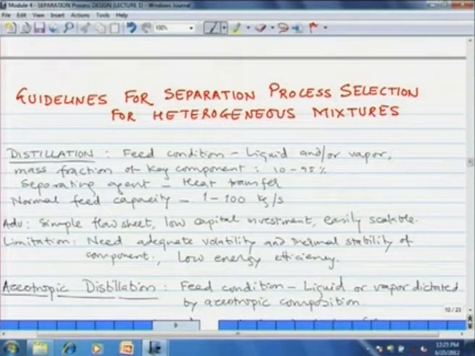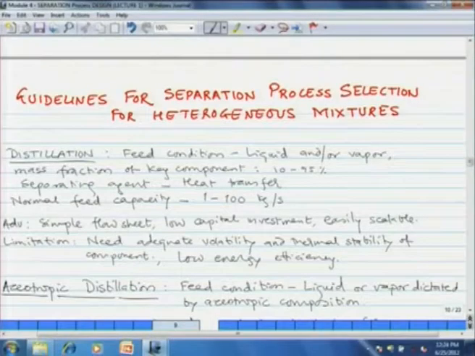You can even energy integrate these columns, as we shall see subsequently. If you have a series of columns, then you can alter the pressures in these columns, so that the vapor from one column can drive the reboiler of the second column. That can be achieved by adjusting the pressure, that is energy integration within a distillation sequence. So, distillation is a very well established science, and that is a major advantage of it. Then low capital investment, easily scalable, you can go for large scale.